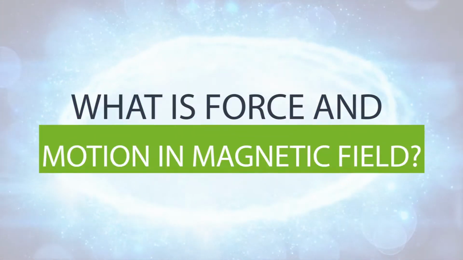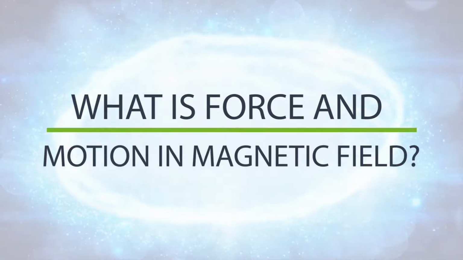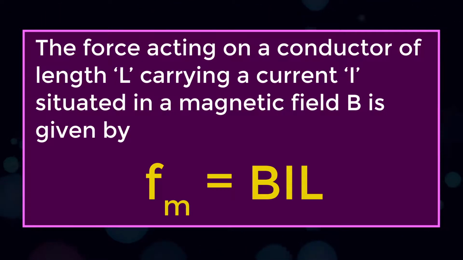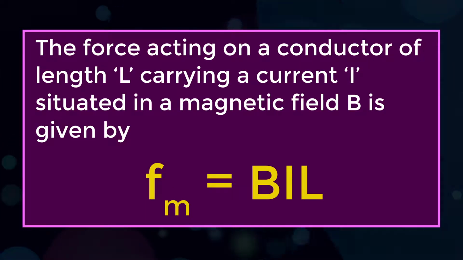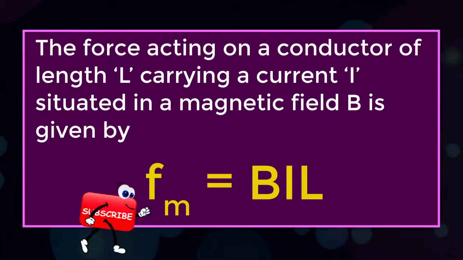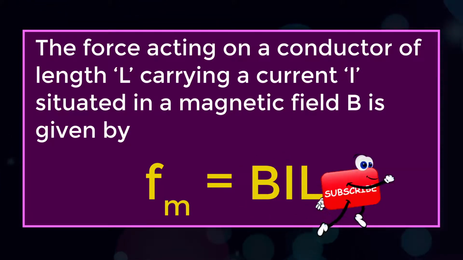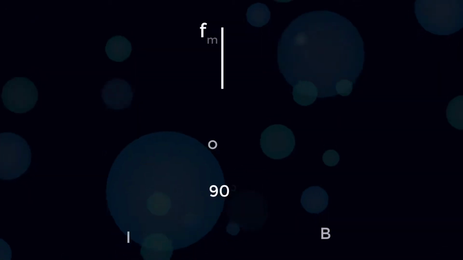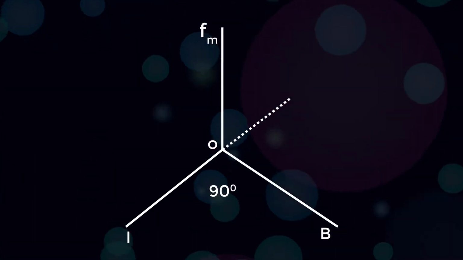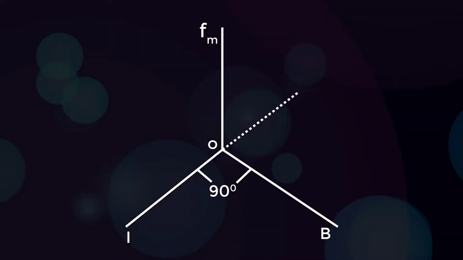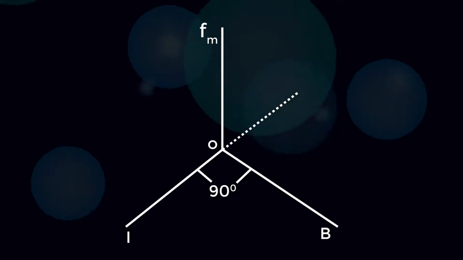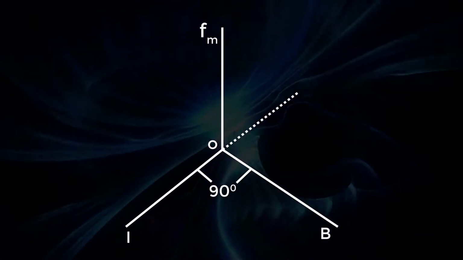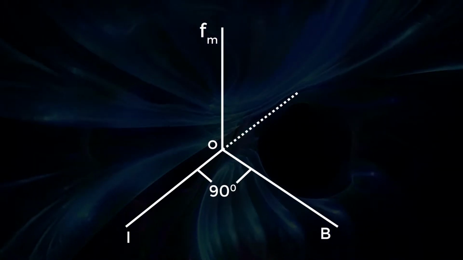What is force and motion in a magnetic field? The force acting on a conductor of length L carrying a current I situated in a magnetic field B is given by Fm = BIL. The direction of force is perpendicular to the plane consisting of the components of B and I that are mutually perpendicular, and is directed along the advance of a right-hand screw.